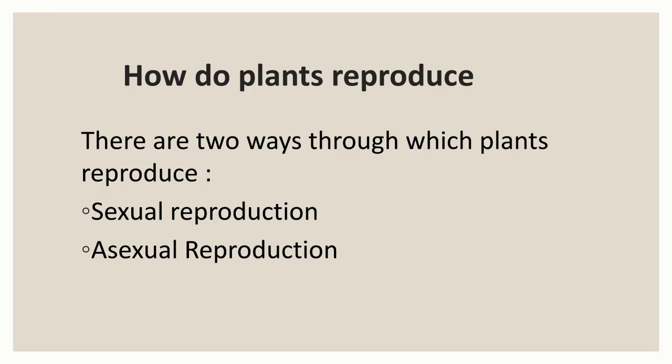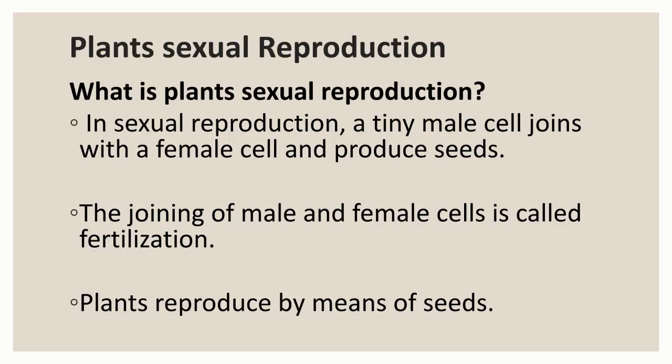Now we are going to talk about how living things like plants reproduce. Plants reproduce by the process of sexual reproduction and asexual reproduction. What happens in sexual reproduction? In sexual reproduction, a tiny male cell joins with a female cell to produce seed. This joining of male and female cell is called fertilization. In sexual reproduction, plants reproduce with the help of seeds.